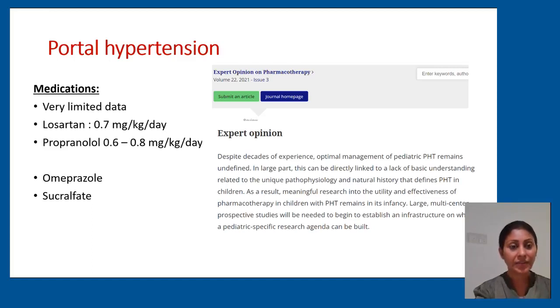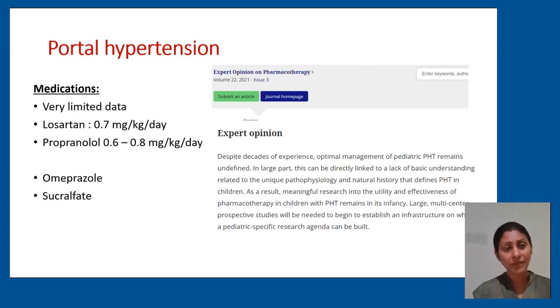Actually, the data are very, very limited in pediatric practice. If you just see this expert opinion in this article, they clearly say very limited data because it's very difficult to get the ethical approval for this type of clinical trials in children. However, we adopt most of the data from adults, which might not be correct actually.